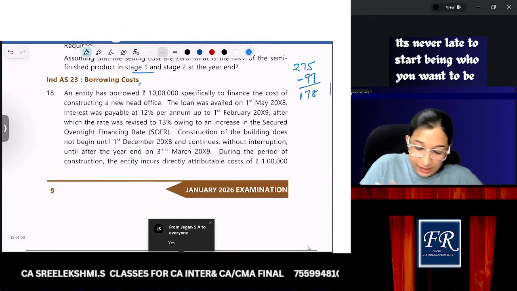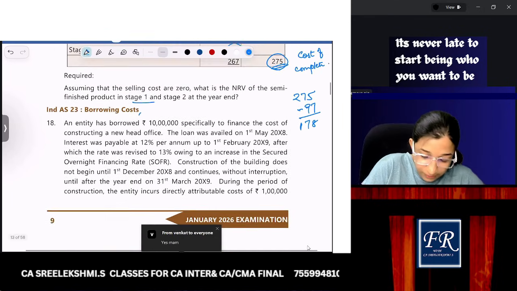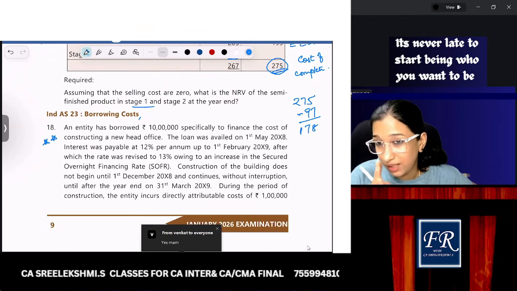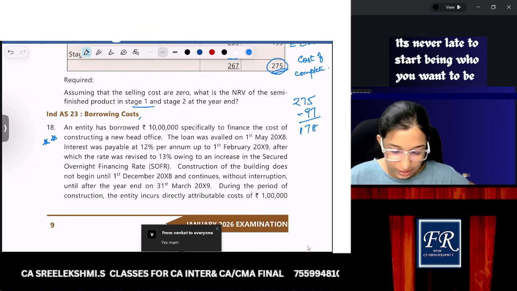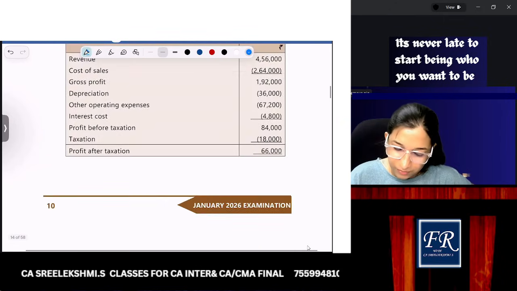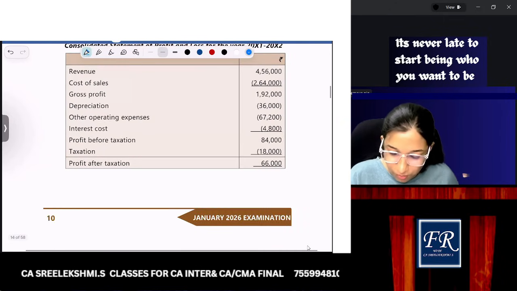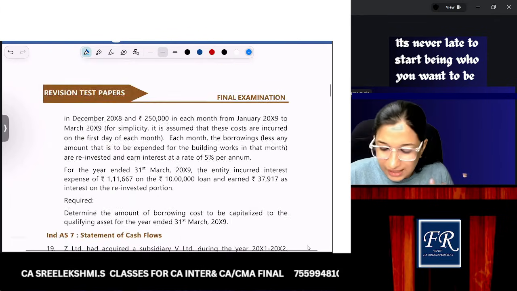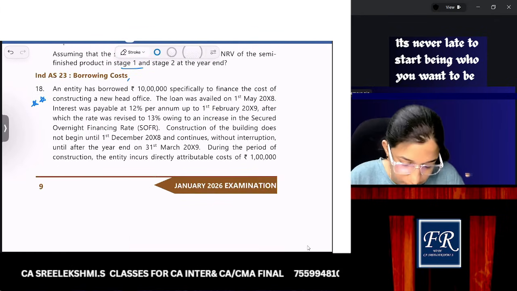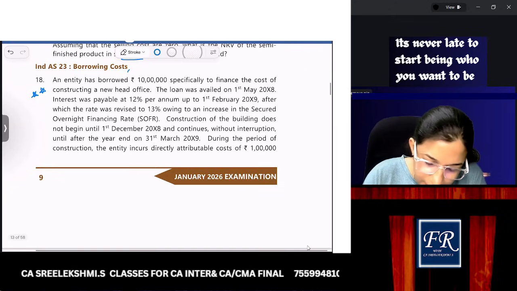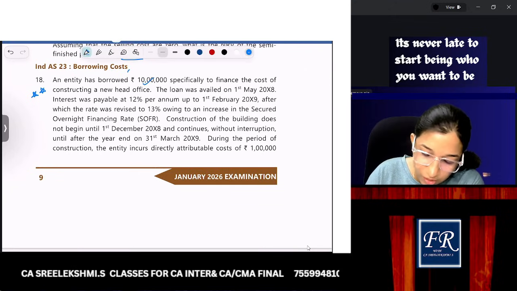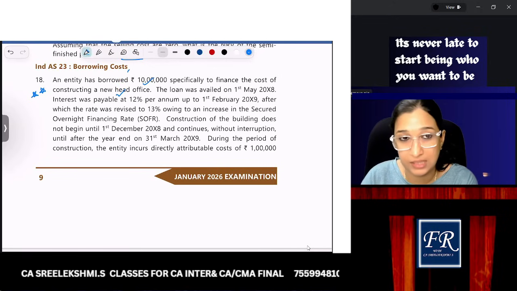Now, in days 23, question number 18 is a very, very important question. 19 and 20 are very much okay, but 18 is very important. Entity has borrowed 10 lakhs specifically to finance the cost of constructing a new head office.